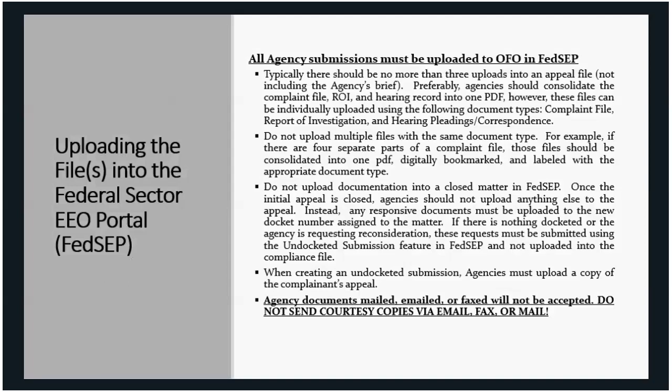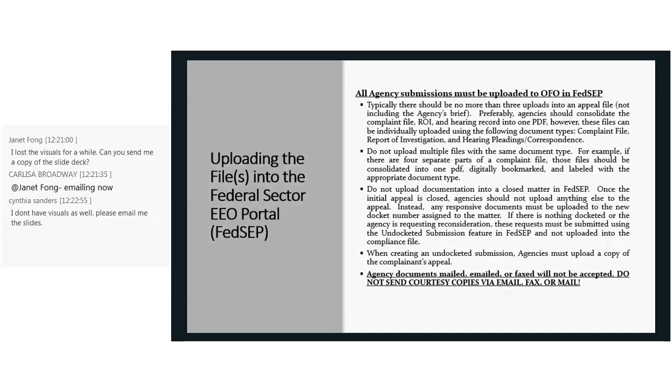All agency submissions must be uploaded to OFO in FedSep. As previously stated, typically there should be no more than 3 uploads into an appeal file, not including the agency's brief. Preferably, agencies should consolidate the complaint file, ROI, hearing record into one PDF. However, these files can be individually uploaded using the following document types: complaint file, report of investigation, and hearing pleadings and correspondence. Do not upload multiple files with the same document type.